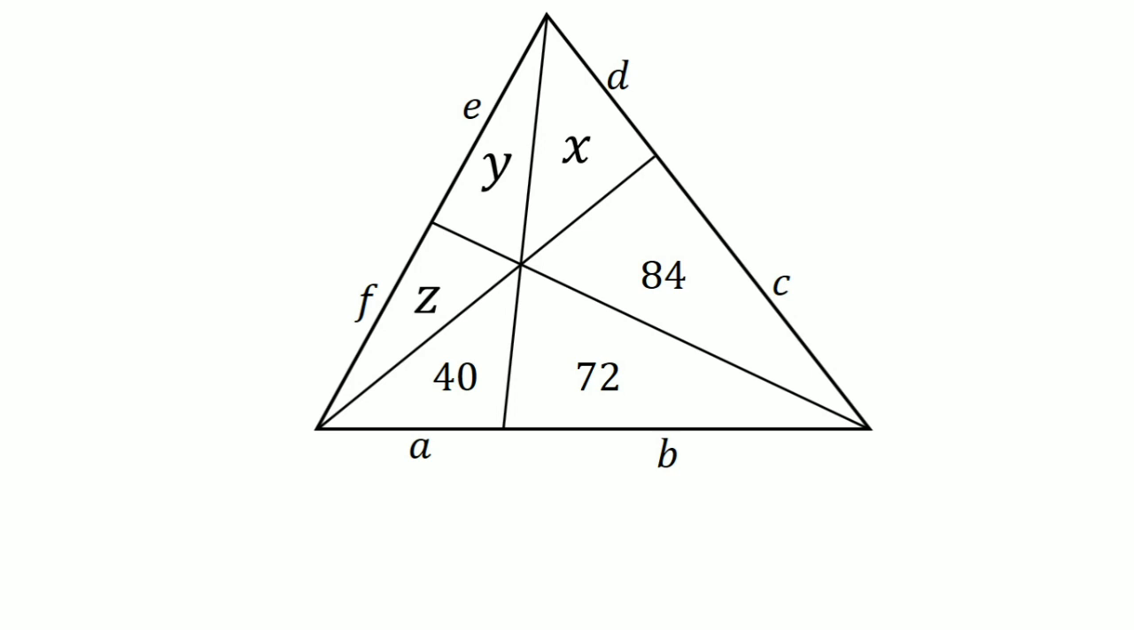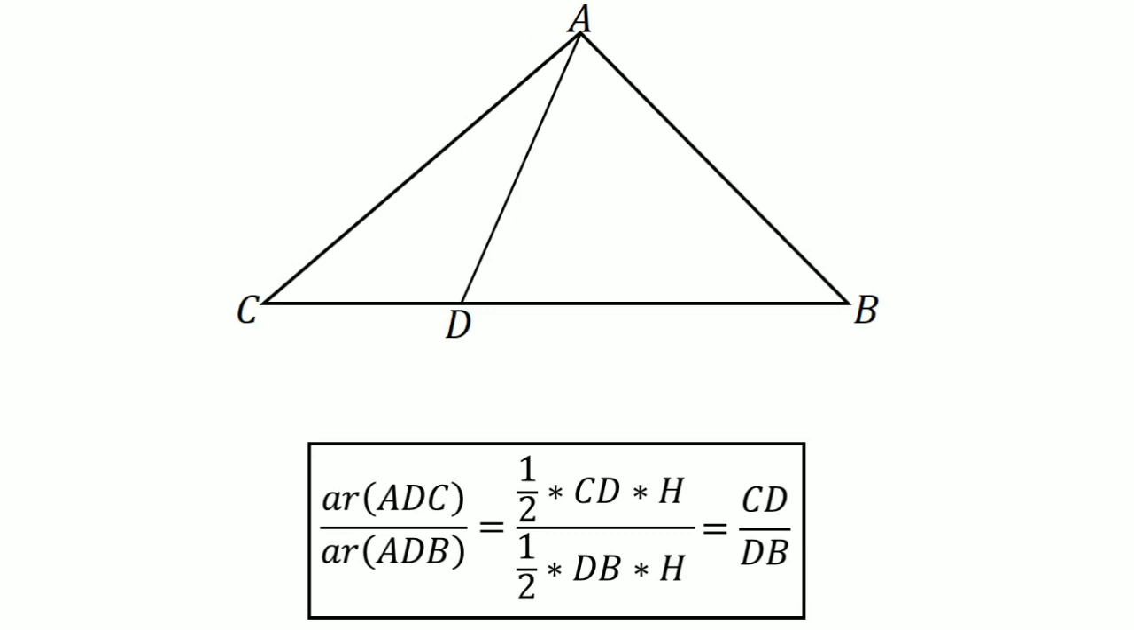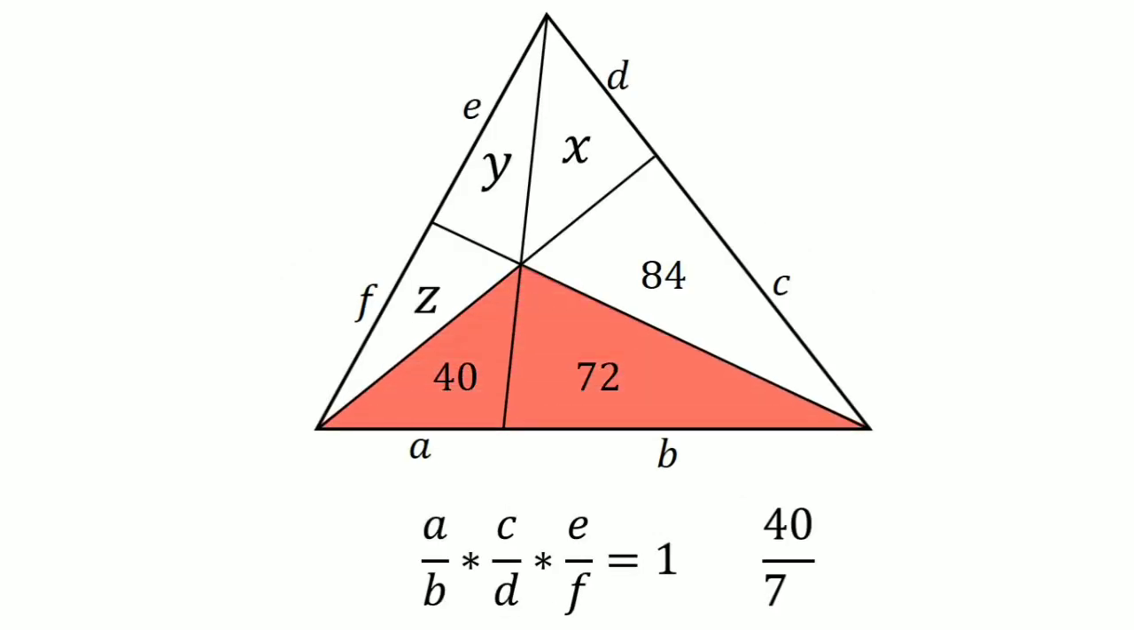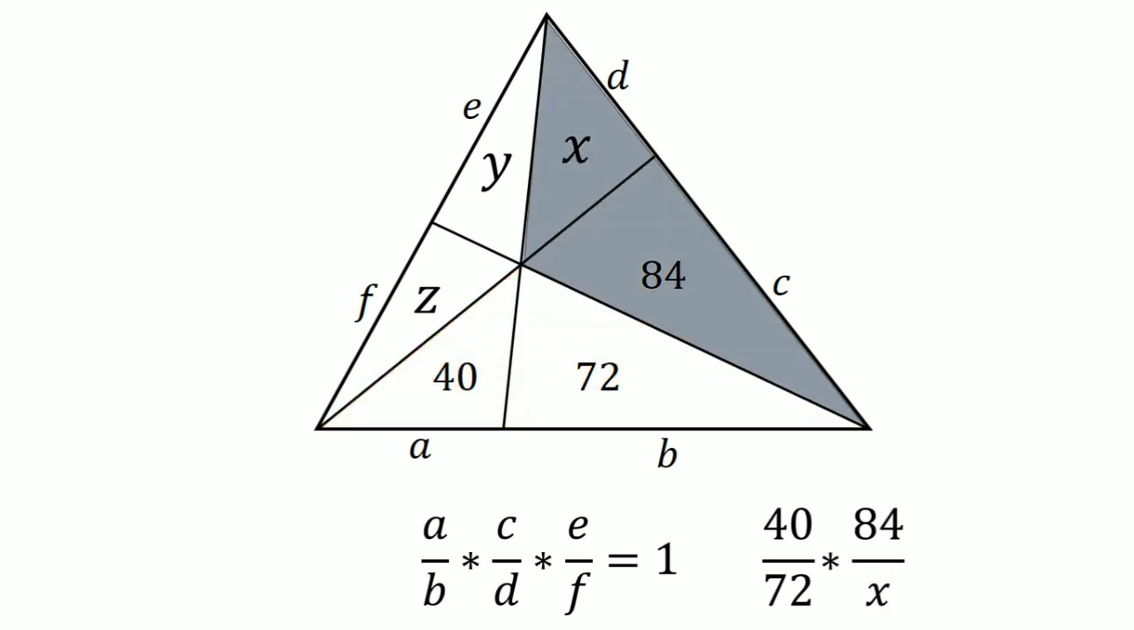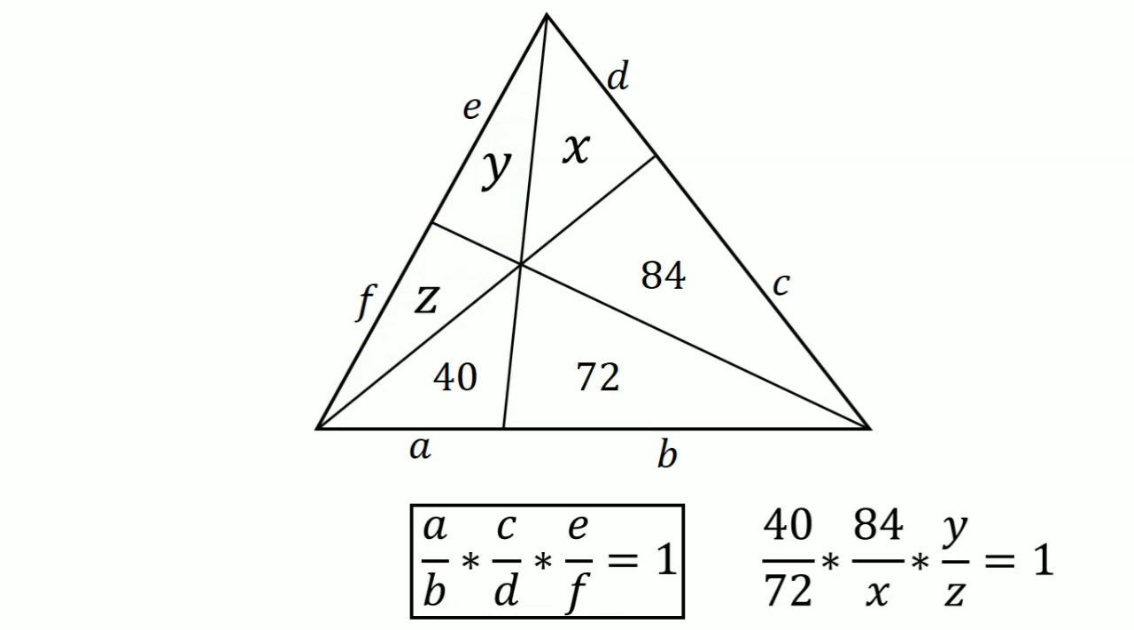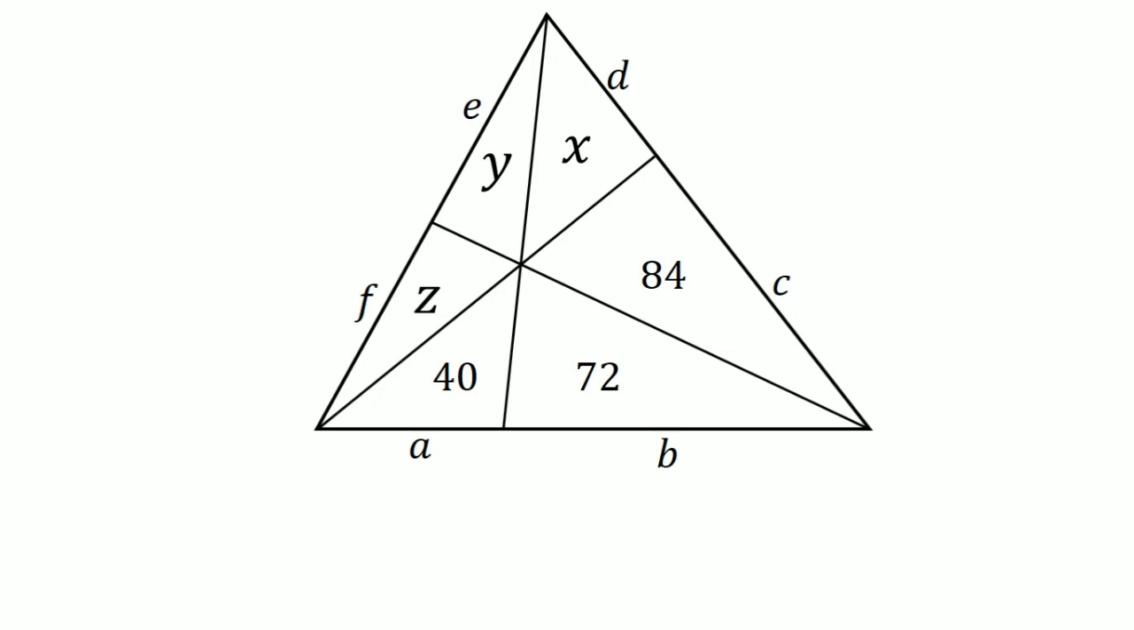Now using Ceva's theorem in our figure, we have A divided by B times C divided by D times E divided by F is equal to 1, and using this pedagogy for converting our sides into areas, we have A divided by B is equal to 40 divided by 72. Similarly, C divided by D we have 84 divided by X. Similarly, E divided by F is equal to Y divided by Z, which is equal to 1. So we can convert our ratio of sides into the form of area of triangle, and please remember this, we use this later.